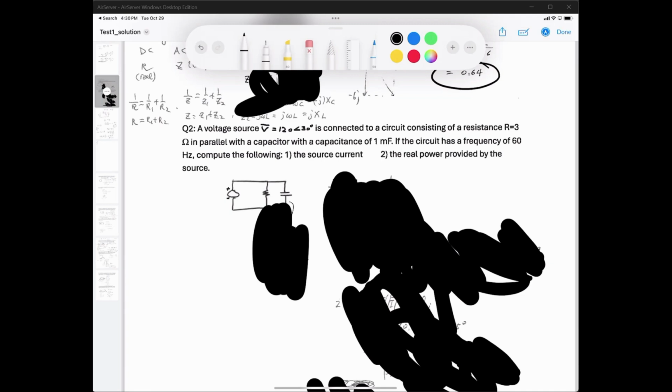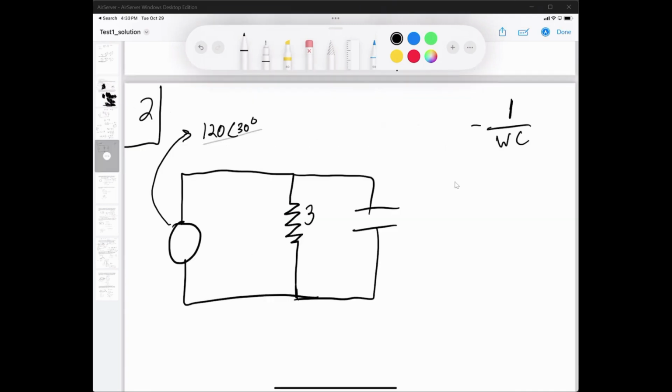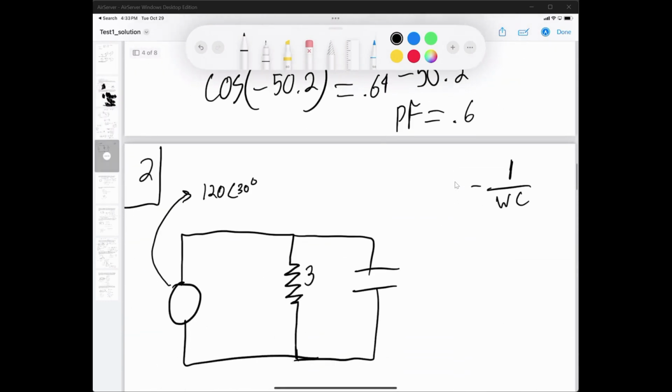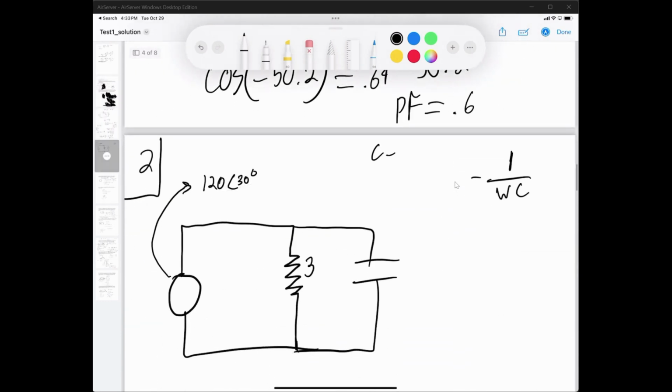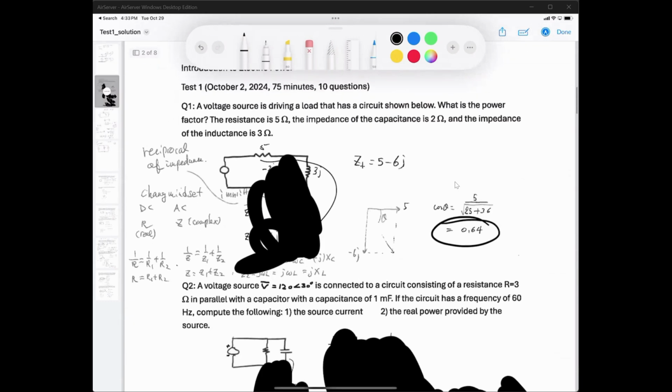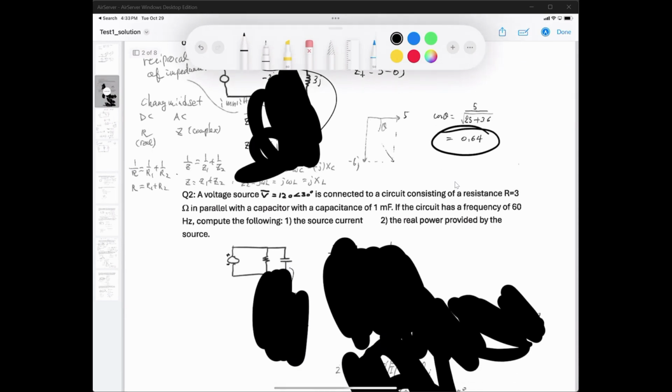Okay. Let's draw this circuit first. So we have this new circuit, right? And we have the source, the resistor, and the capacitor. The resistor is 3 ohms. The capacitance is given to us as 1 microfarad, right? C is equal to 1 microfarad. Micro or milli? No, it's not micro, it's milli. Oh yeah, 1 millifarad. It's usually micro. Odd.